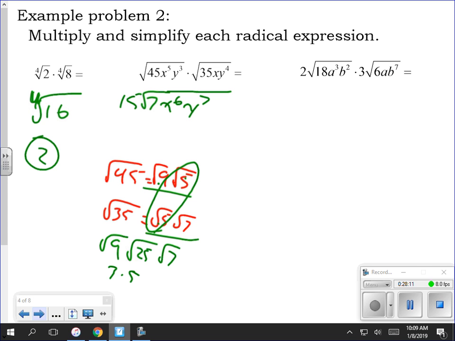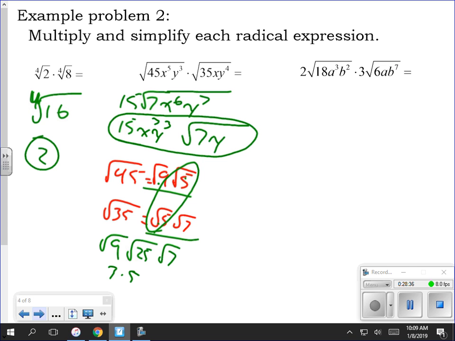That's easy. What's 6 divided by 2? 3. Remainder of? 0. So that means I have 15 x cubed for that. Still have my square root of 7. No square roots of x. 7 divided by 2 is 3 with a remainder of 1. So I have y cubed out front, and a y still left behind. One way to do it. There is more than one way to do this.